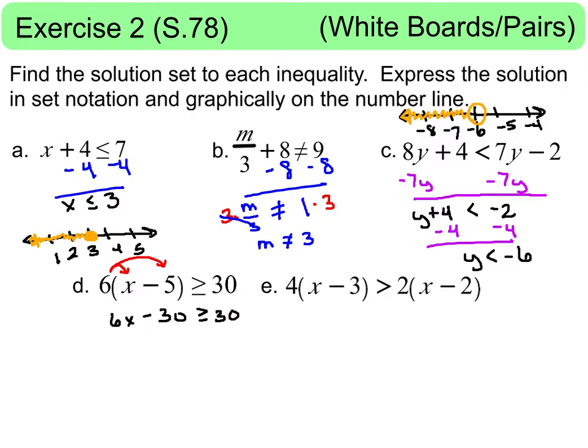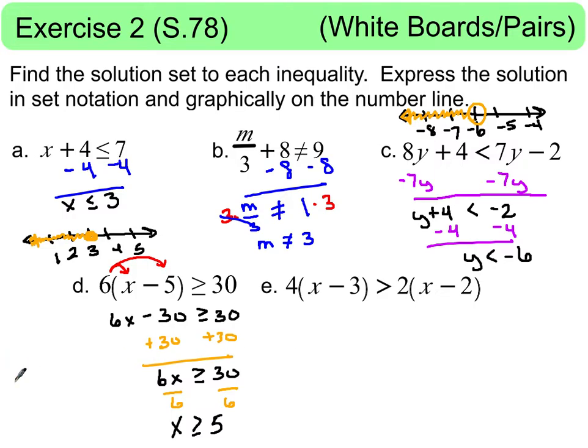And at this point, the student's going to add 30 to both sides. That'll give us 6x is greater than or equal to 30. And then I can divide by 6. And that's going to allow x to be greater than or equal to 5.